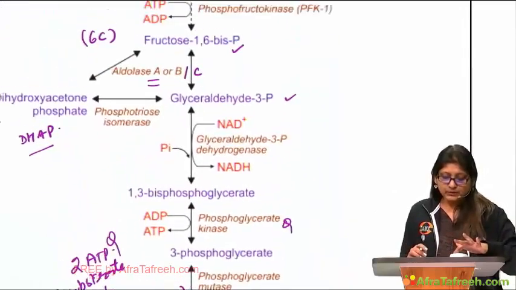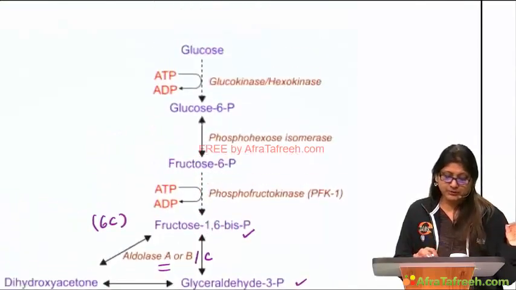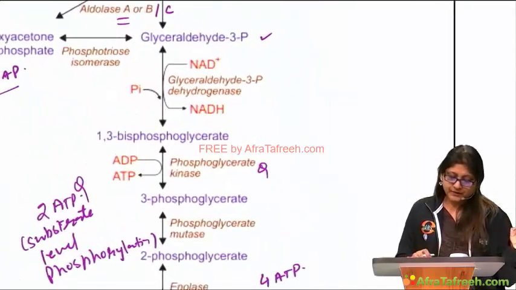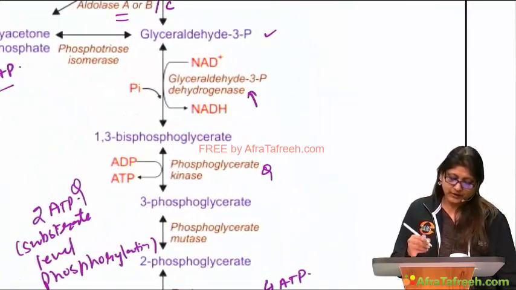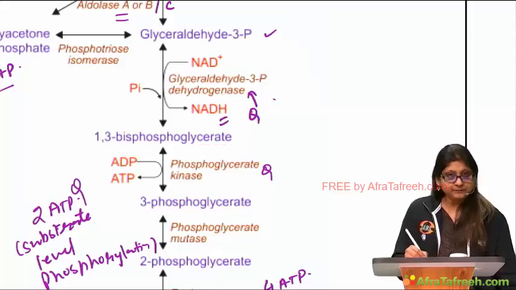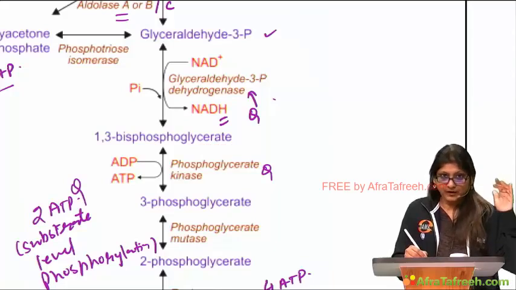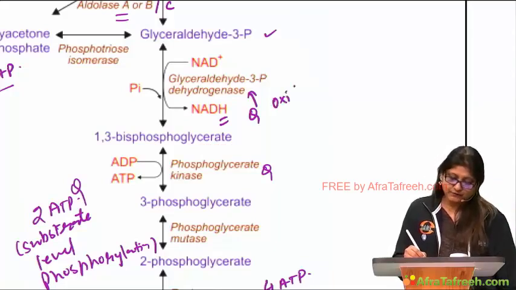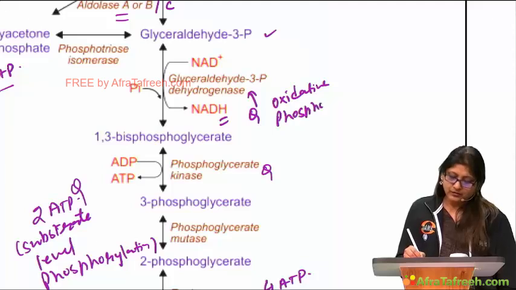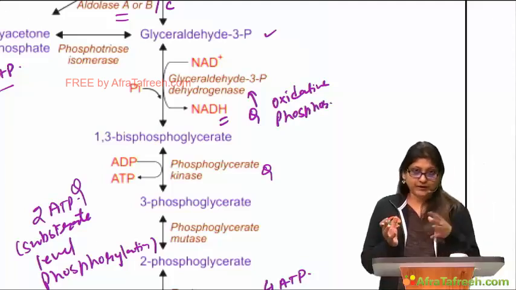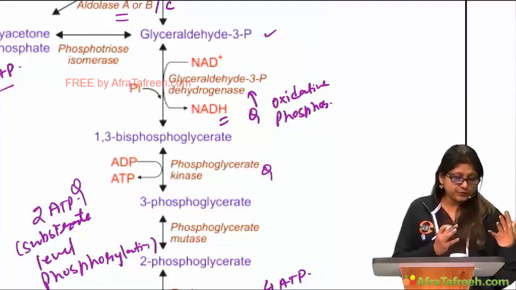And the point where oxidative phosphorylation may produce ATP is the dehydrogenase step. This is the point where NADH is going to generate ATP in aerobic condition. So this is a place of oxidative phosphorylation. But this will be happening only in aerobic condition. In anaerobic condition, this NADH is not going to produce any ATP.